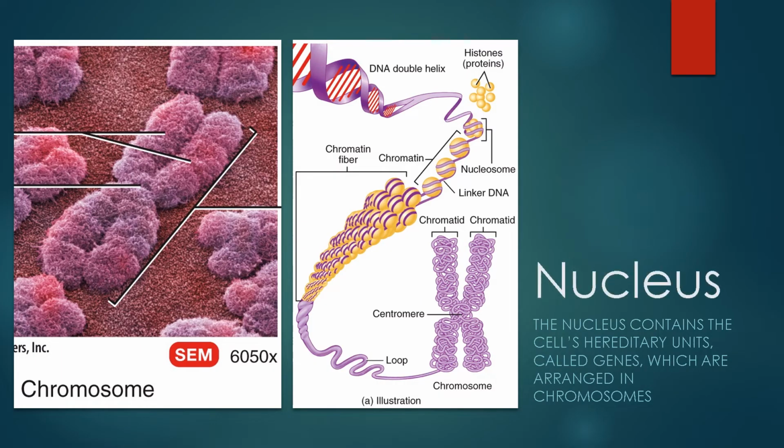Now within the nucleus, we have the hereditary units called genes, which can be condensed into chromosomes. So here we have the DNA double helix, and this is going to have the instructions for all the genes that make up your whole body. So for example, from here to here on the DNA could hold the instructions for eye color.